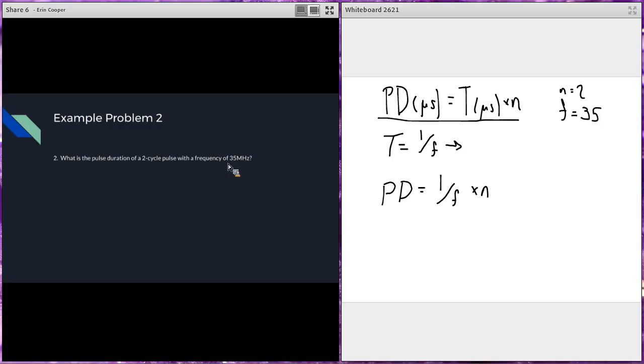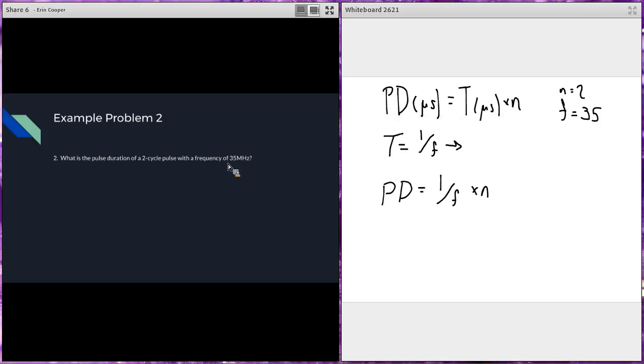What would happen to the pulse duration if I were to increase the frequency? What would happen if I decrease the frequency? Now that you have this equation down here, you can find out. You can know.